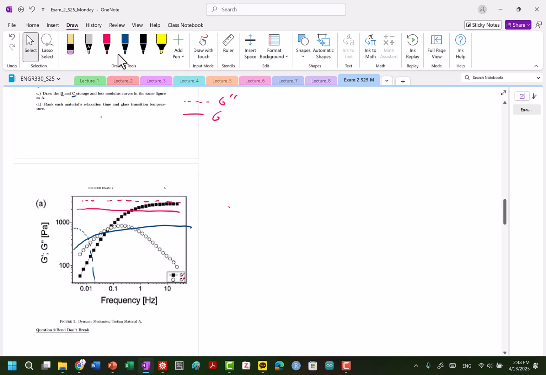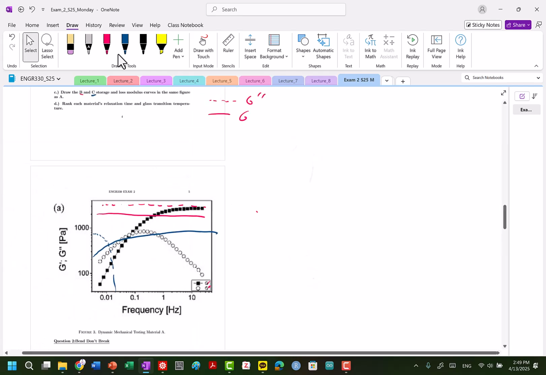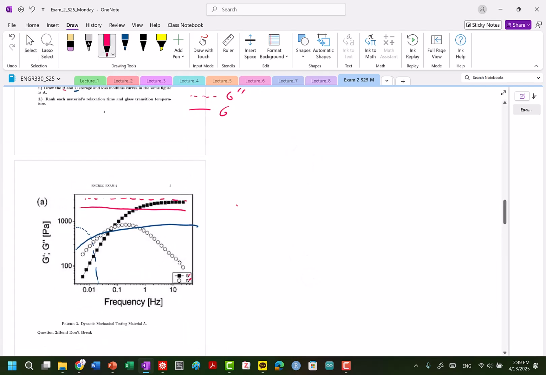Rank each material's relaxation time and glass transition temperature. So we can actually do this right now. So we know that for a liquid, so for B, my relaxation time is basically 0. And that kind of makes sense on the frequency curve. And my Tg is effectively 0 because we're already moving cooperatively. So that's instantaneous response. Now, in terms of the other ones, let's look at it from this perspective. This would be my relaxation frequency. This would be my relaxation frequency for material C.